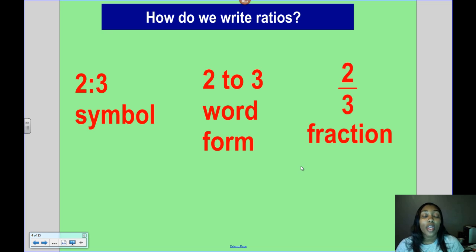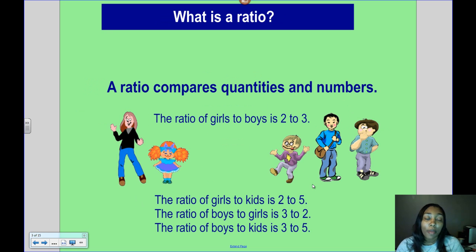And then the third way that we can write it is in fraction form. But even though it's in fraction form, a ratio is not the same as a fraction. For example, if we were to go back to our original example about the ratio of girls to boys. A fraction would be if I took a pizza and I broke it into 3 parts, so each part was 1/3, and I ate 2 of those pieces, well then you would say that I ate 2/3. I ate 2 out of the 3 pieces.